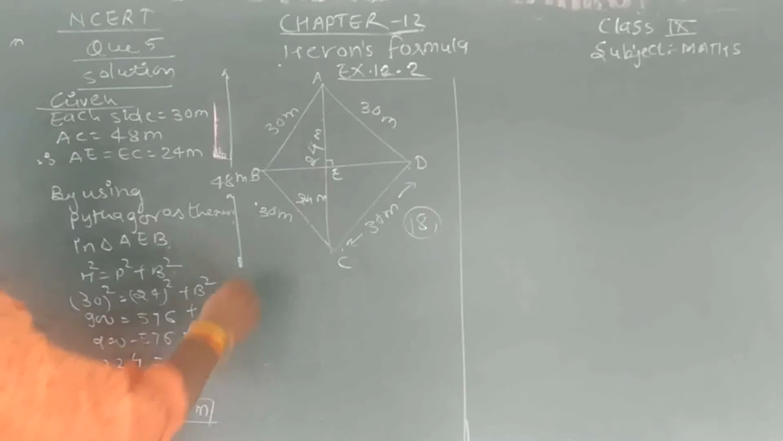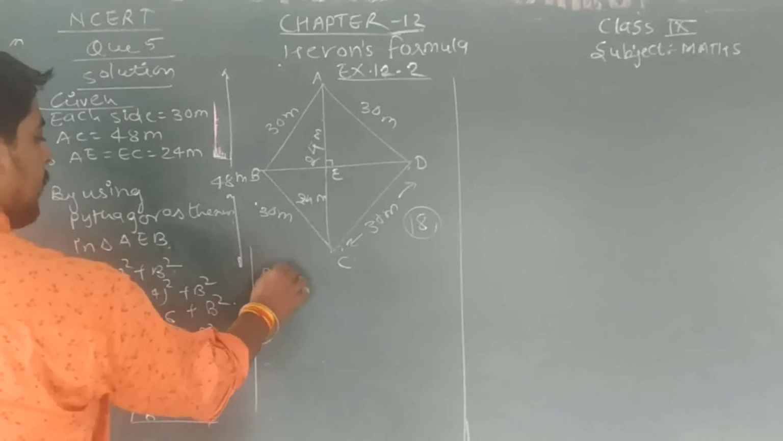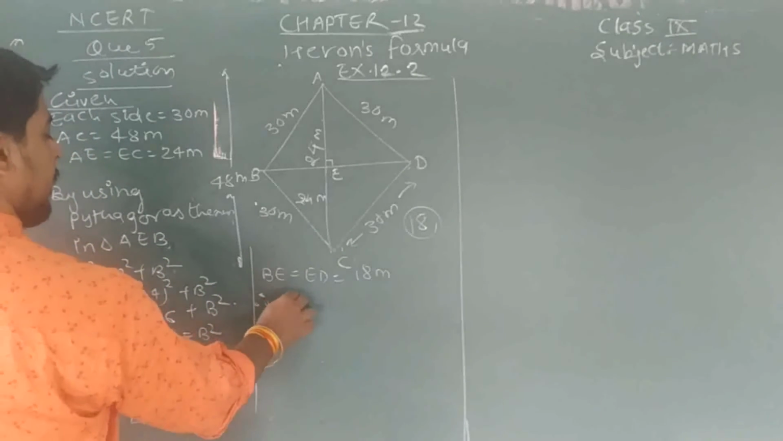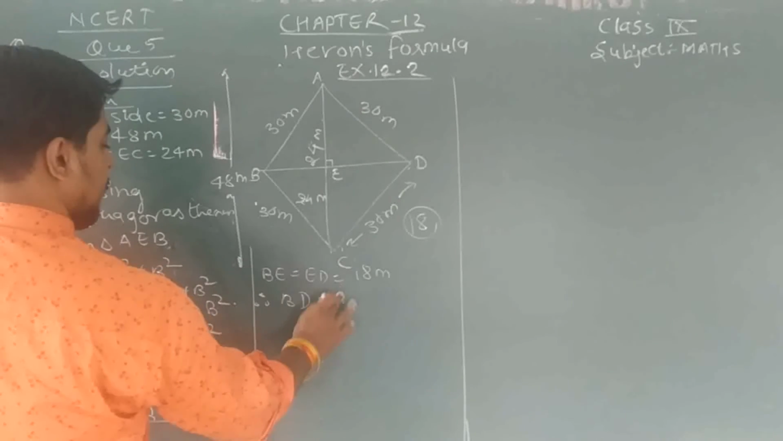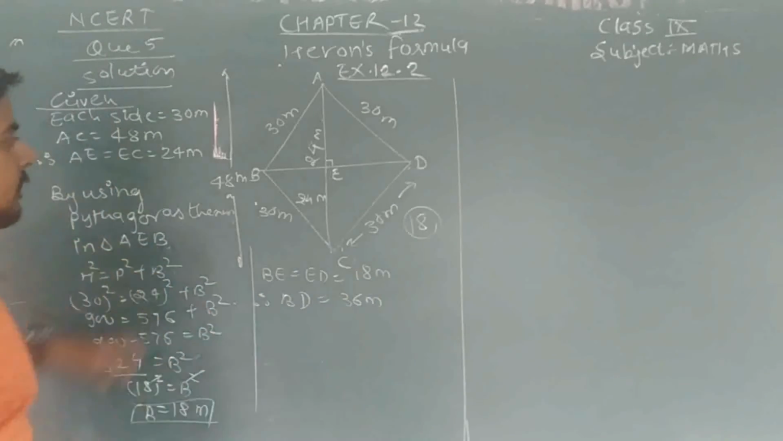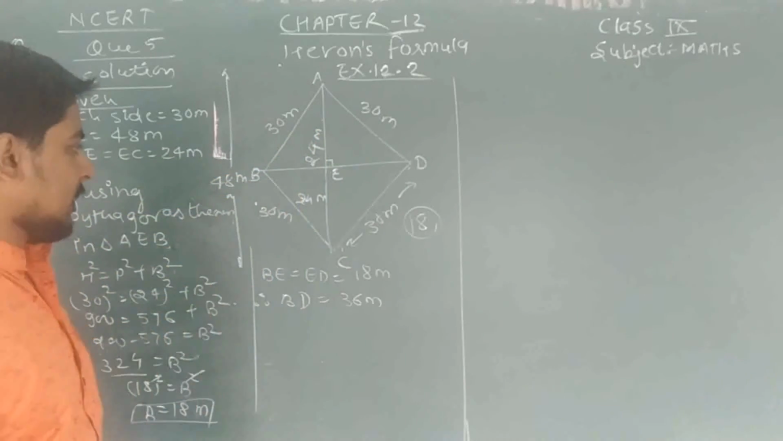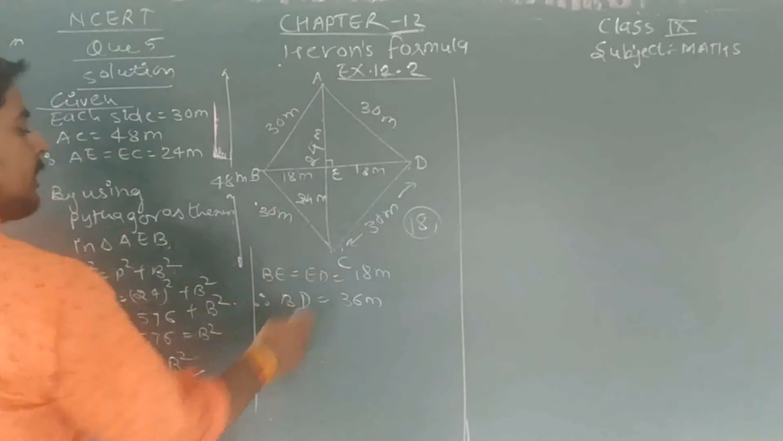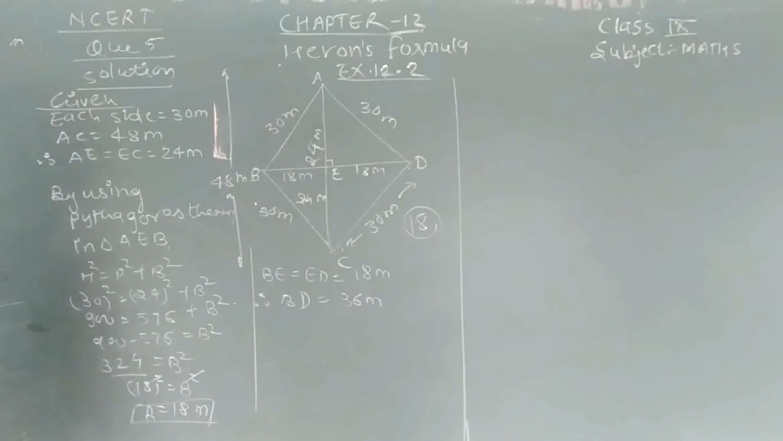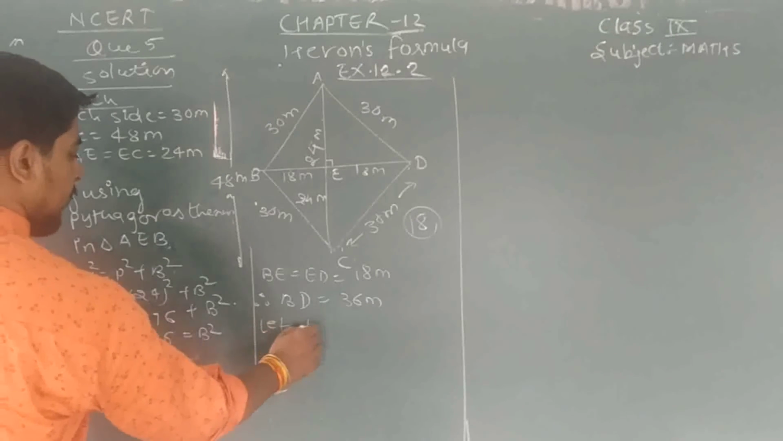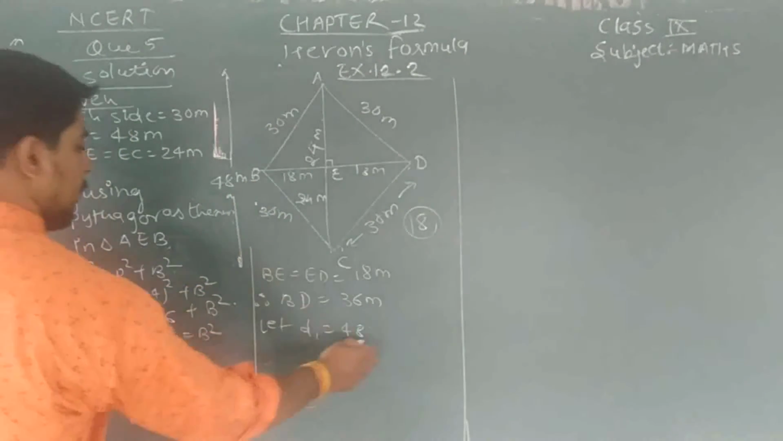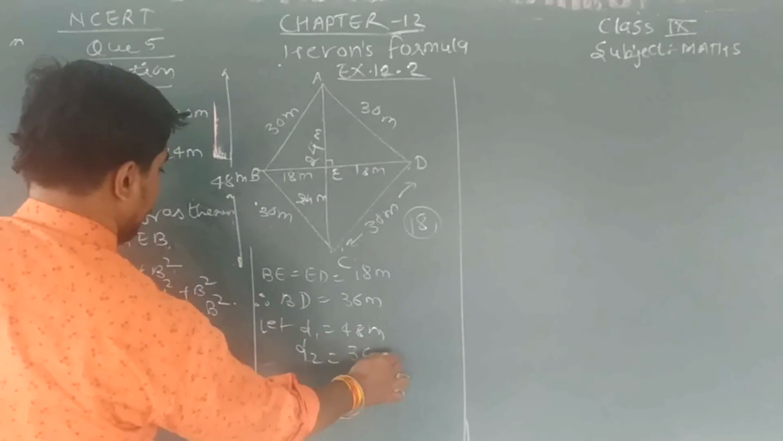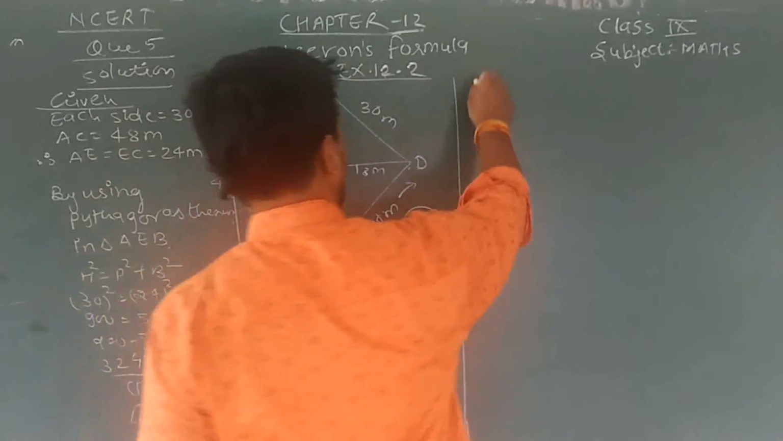In that way, we can say that BE is equal to 18 meters. Since the diagonals of the rhombus bisect each other, ED will also be 18. Therefore BD is equal to 18 plus 18, that is 36 meters. So we get d1, the first diagonal, as 48 meters, and d2, the other diagonal, as 36 meters.